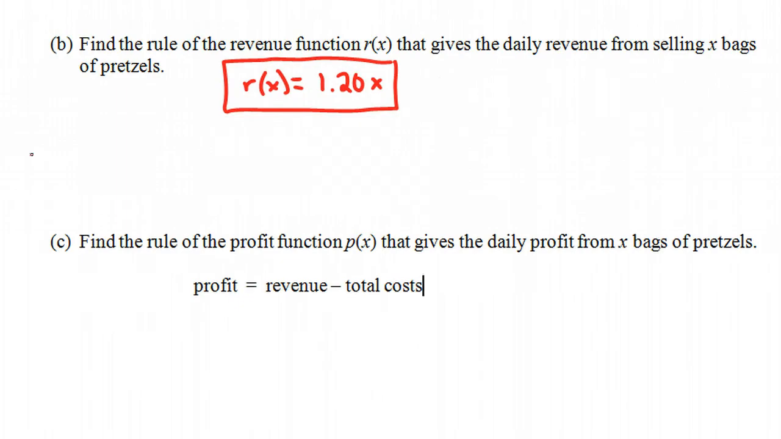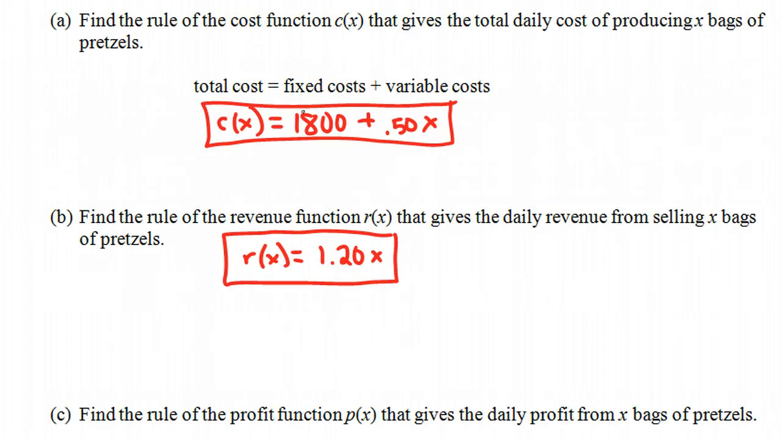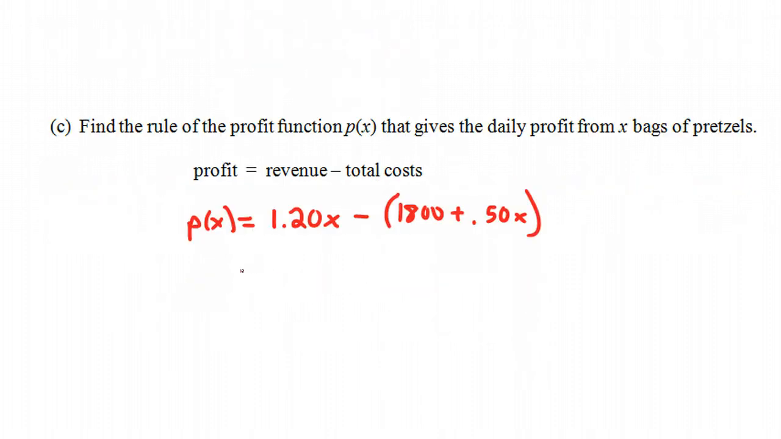Now the last part, part C, says find the rule of the profit function that gives the daily profit from x bags of pretzels. Now the profit is the revenue minus the costs. Okay, so our profit P of x is the revenue, which was 1.20x, minus the total costs. And let's look, the total costs were $1,800 plus 0.50x. Now we could leave our formula like this, or we could simplify it a little bit.